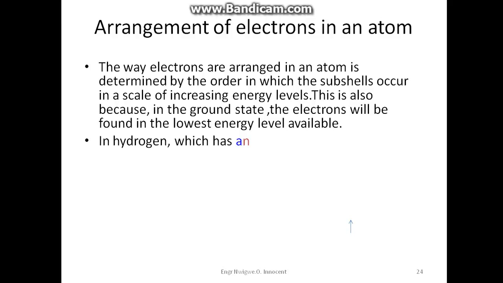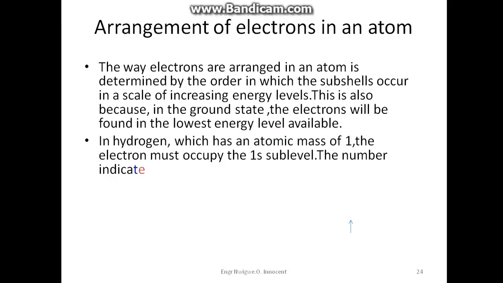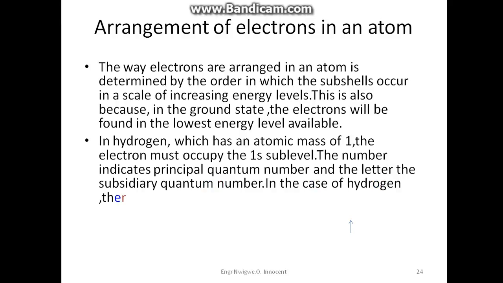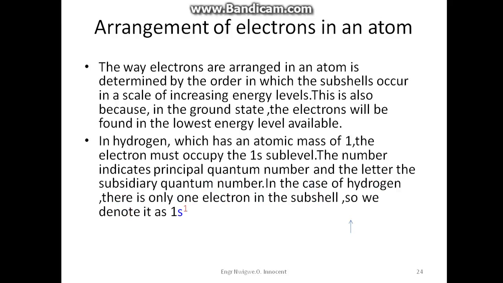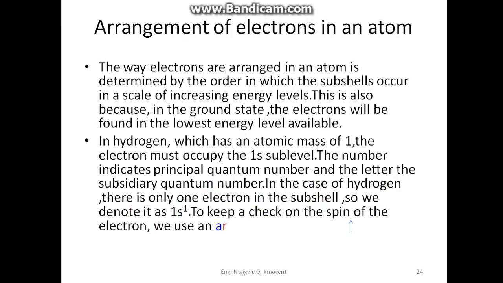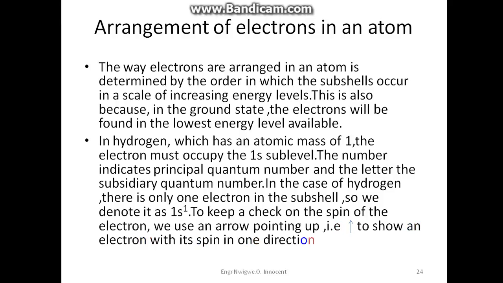In hydrogen, which has an atomic number of 1, the electron must occupy the 1s sublevel. The number indicates the principal quantum number and the letter the subsidiary quantum number. In the case of hydrogen, there is only one electron in the subshell, so we denote it as 1s1.